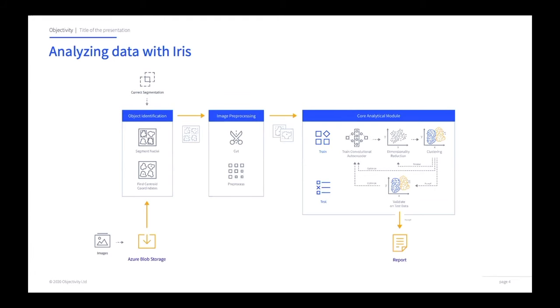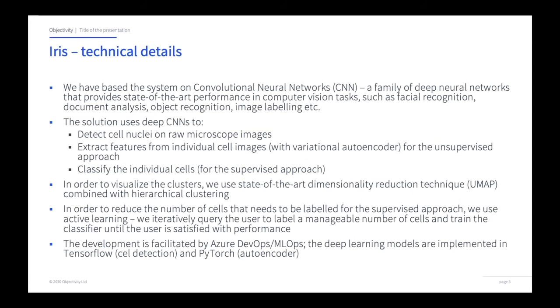This involves training a convolutional autoencoder to extract the features from the images and clustering the results, just to allow the scientists to visually interrogate them. And this is an iterative process, because the scientists can adjust the parameters and rerun the analysis until they're satisfied, and then they can produce the report. We can move on to the next one.